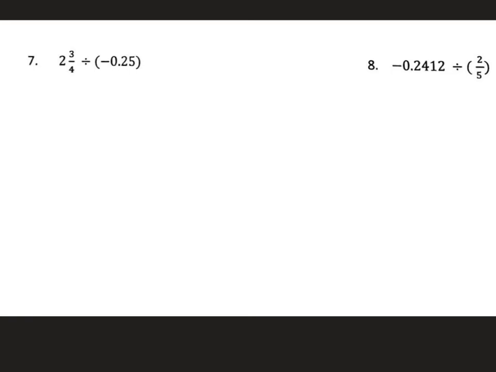All right, number 7, we have 2 3/4 divided by negative 0.25. I'm going to work with fractions. Again, you could change 2 3/4 into 2.75 and work with decimals, that's fine. But I know negative 0.25 is the same as saying negative 1/4. So 2 3/4 divided by negative 1/4 is the same.